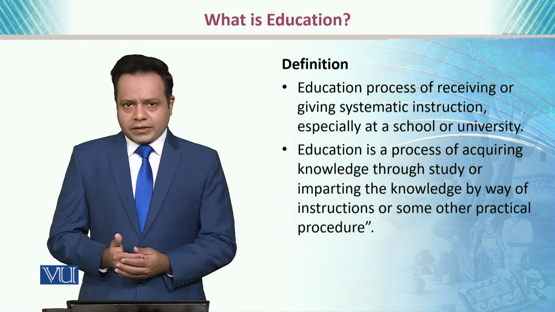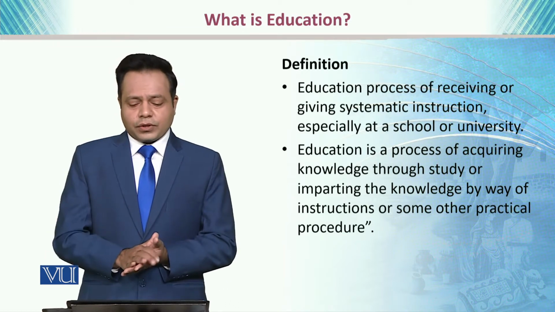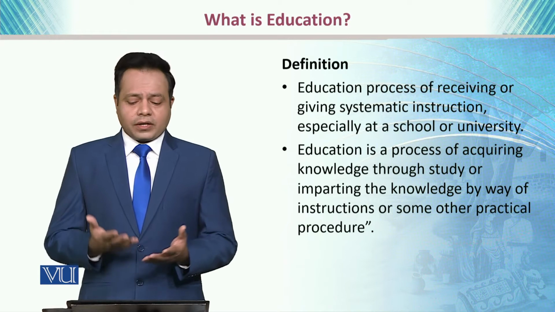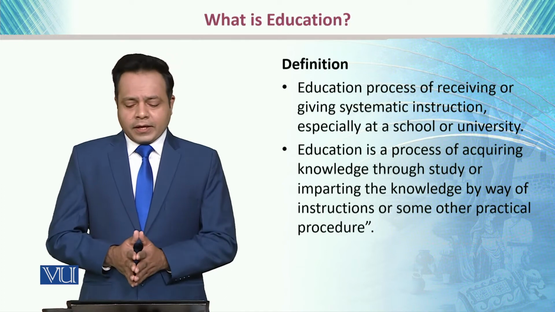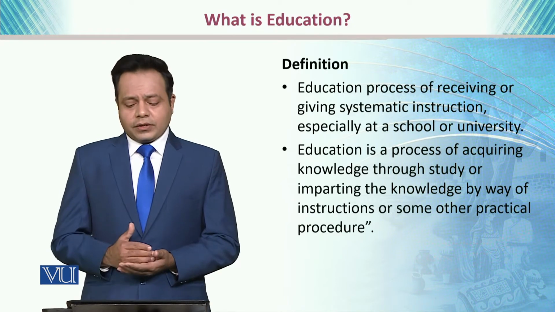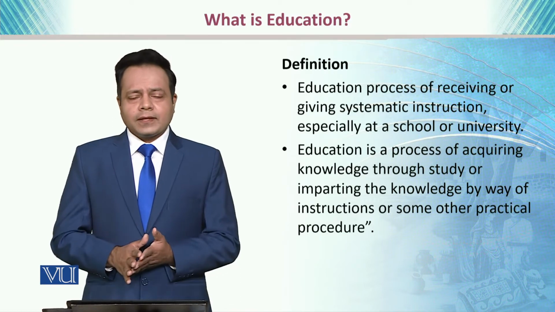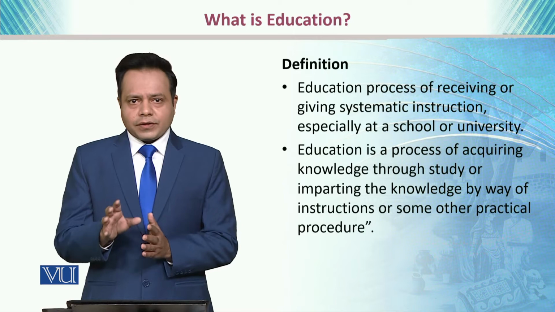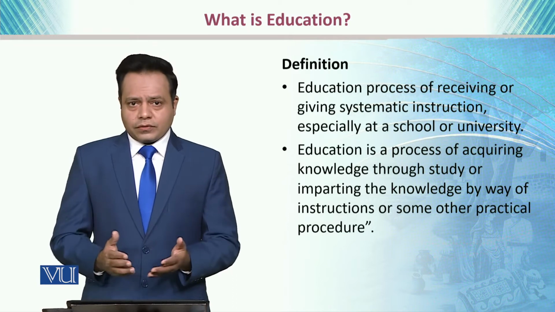So let's first look at the definition of education, and then we will go on to talk about its functions. Formally speaking, education is the process of receiving or giving systematic instruction, especially at school or university level. It is also the process of acquiring knowledge through study, or imparting knowledge by way of instruction or other practical procedures. Being a formal institution, it imparts the basic skills that you acquire, whether language skills or communication skills.